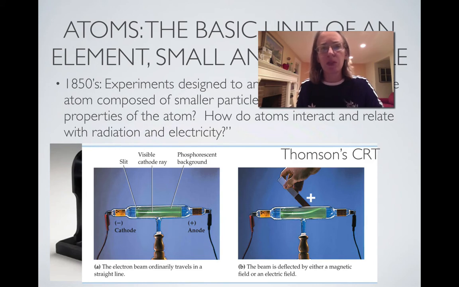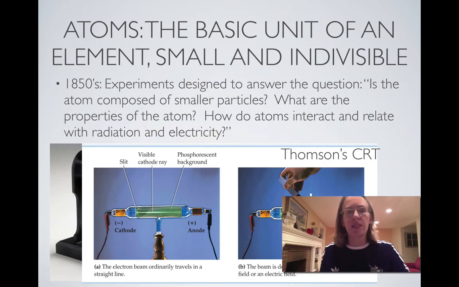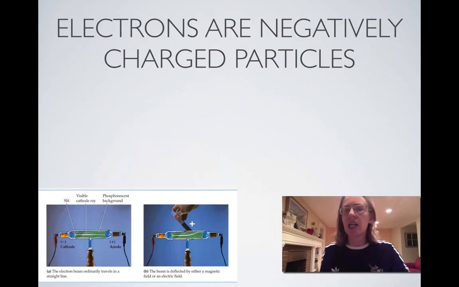But as soon as Thomson put a magnet up against the cathode ray tube, the beam of electrons would interact with that magnet. In this picture, someone is holding the positive end of the magnet up against the cathode ray tube, and the electrons are attracted to that positive terminal of the magnet. That proved, or at least put forth the hypothesis, that electrons are negatively charged particles.